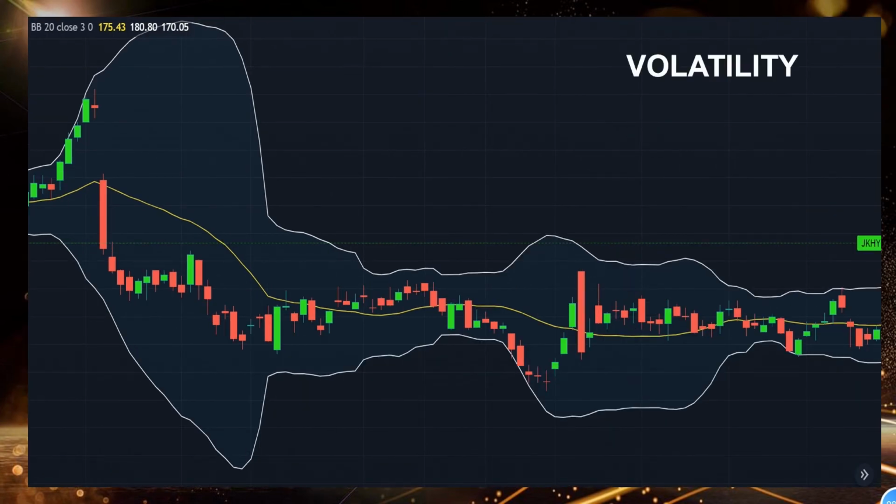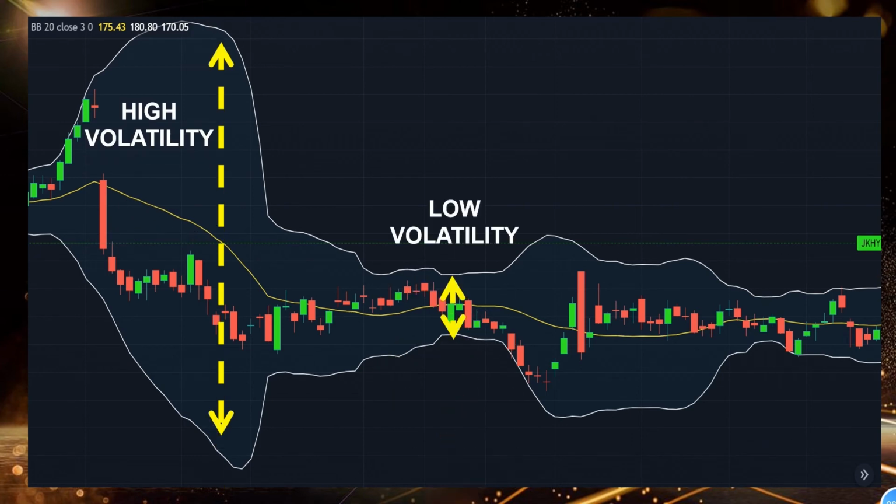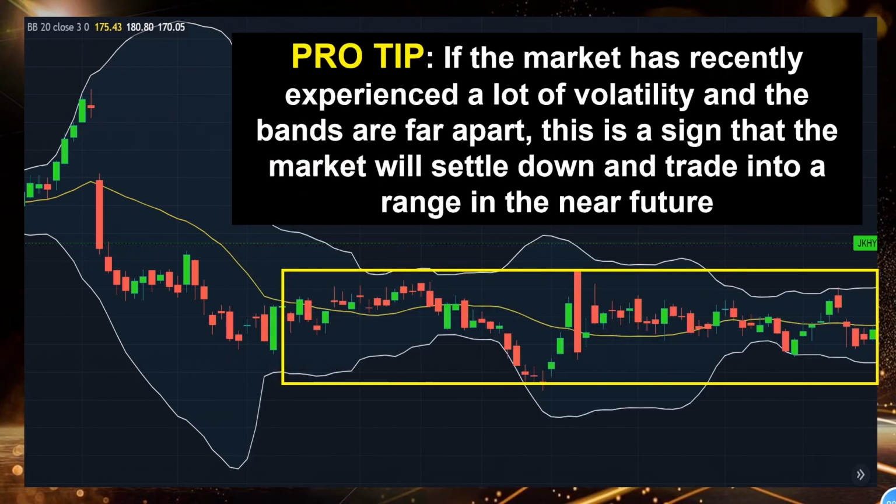As we previously mentioned, the Bollinger Bands indicator measures the volatility of the market. The wider the band, the more volatility it has. A narrow band means indecision on price movement, and when this happens, it is almost always guaranteed that the market is about to move either up or down. Also, if the market has recently experienced a lot of volatility and the bands are far apart, this is a sign that the market will settle down and trade in a range in the near future.